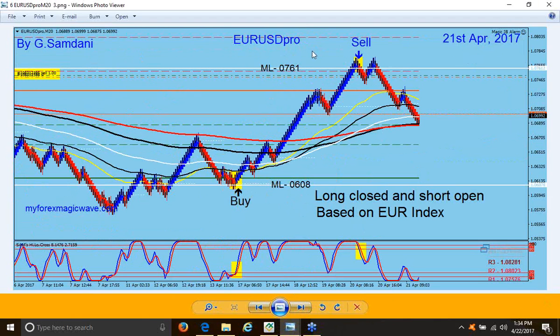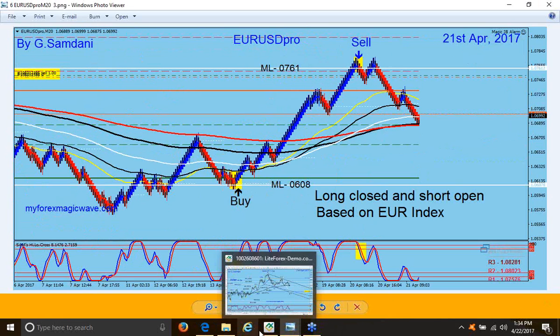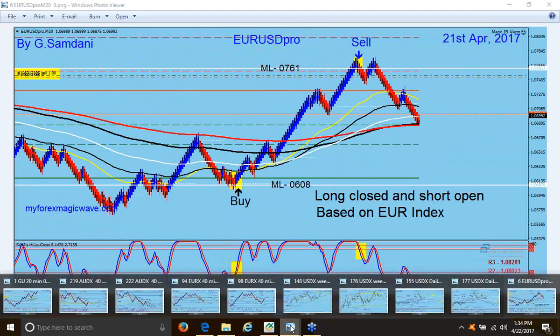There was a level, and at that time the Euro index was turning to the downside again. So I said, okay, now maybe Euro USD will go down, and that's what happened. Let me show you where the Euro index started to turn to the downside.